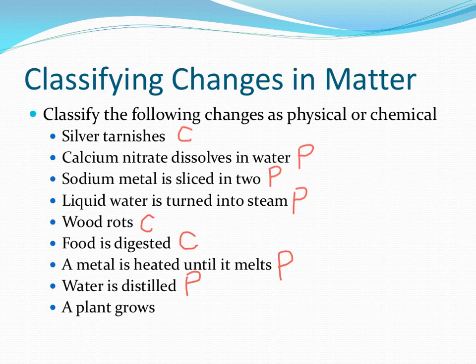A plant grows. This is a chemical change. This is always difficult for students to grasp, but photosynthesis is occurring and the glucose is being deposited on the end as cellulose. Therefore, it is a chemical change, photosynthesis.